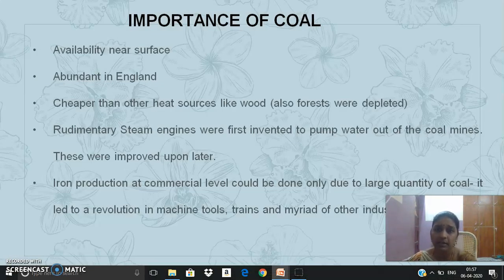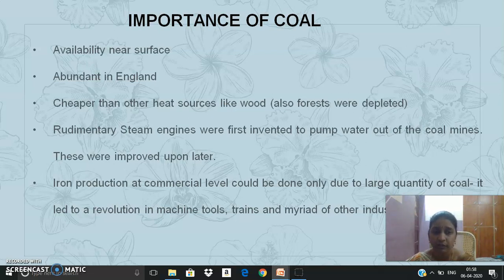The next important thing that happened during this revolution was the availability of coal and iron. The usage of iron was very much, and because iron was found in abundance, people started constructing iron bridges and a lot of machines with the use of iron. Coal was available near the surface, and it was abundant in England. Coal was also cheaper than wood, and because of the usage of coal, a lot of trees were saved from depletion and deforestation.